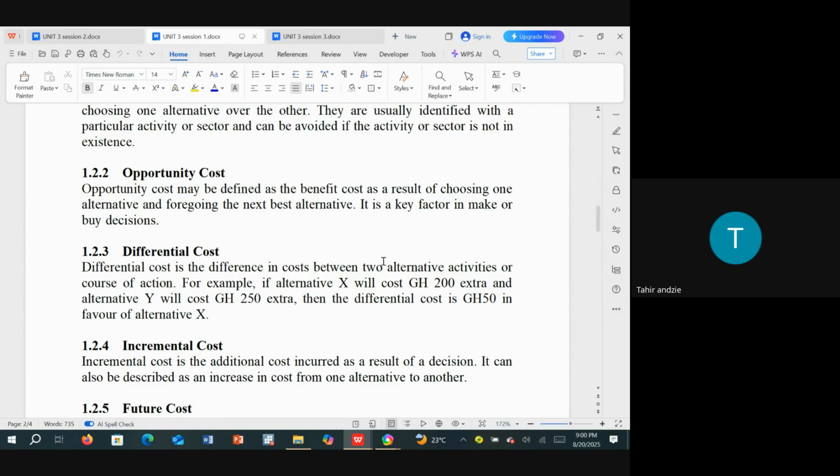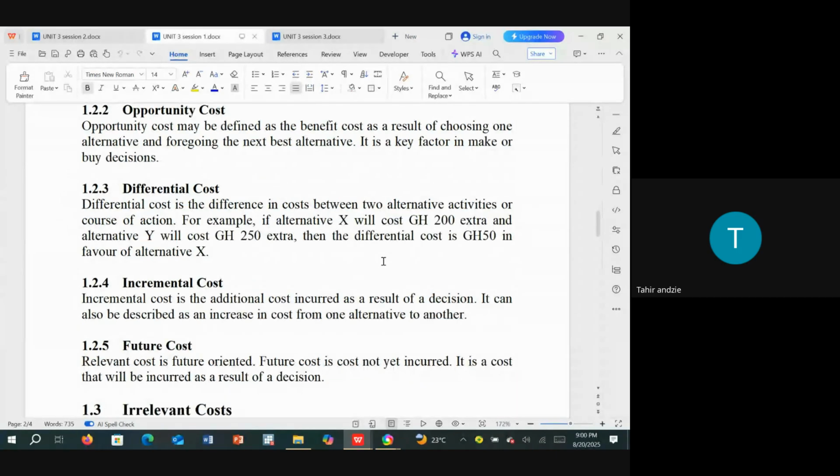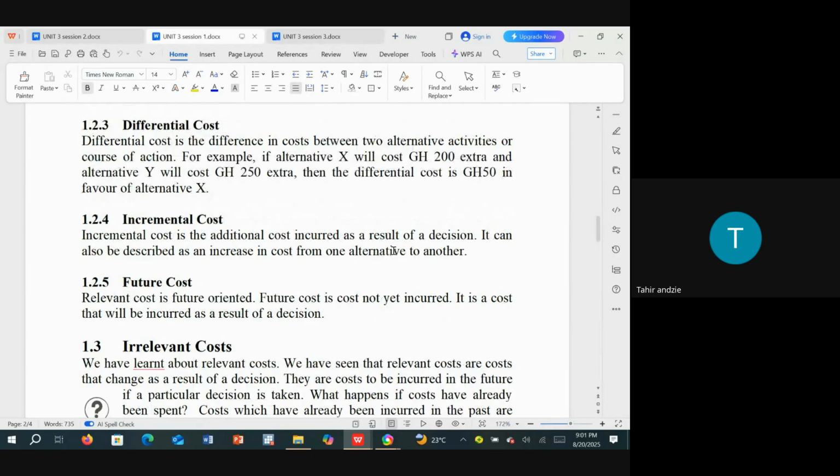Now, incremental cost is also another term that connotes relevant cost. An example of relevant cost is differential or incremental cost. What is incremental cost? Incremental cost is the additional cost. The word incremental tells you that it's an additional cost. So incremental cost is the additional cost incurred as a result of a decision. It can be described as an increase in cost from one alternative to another.